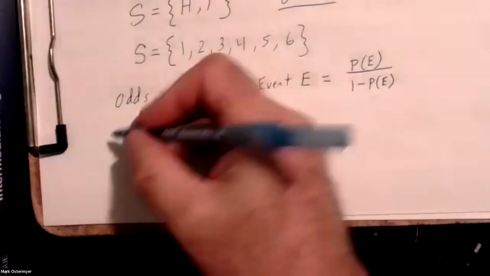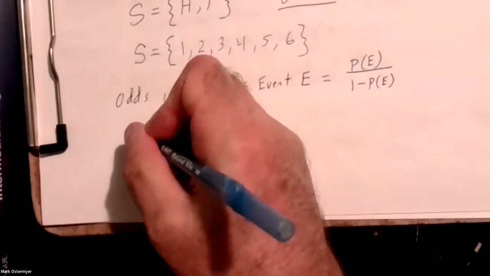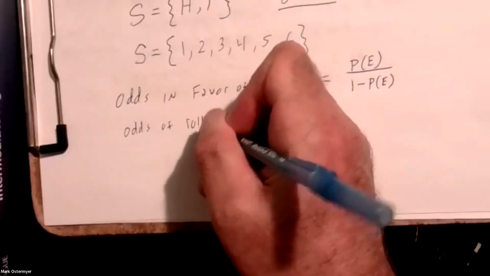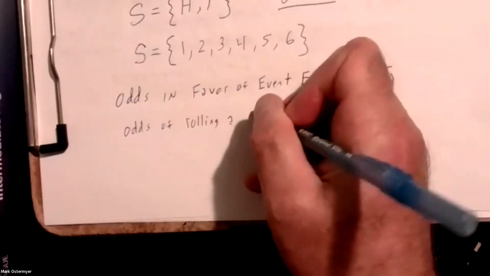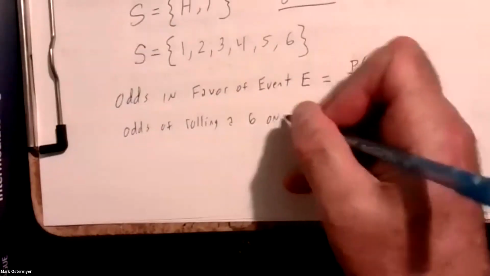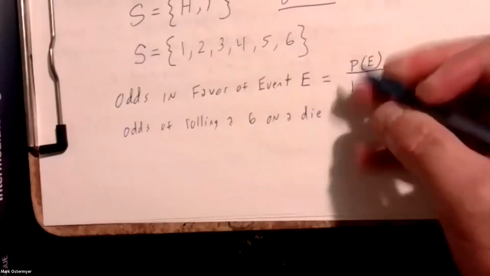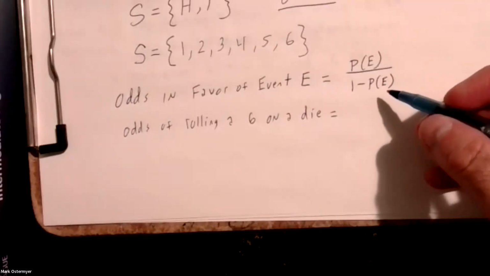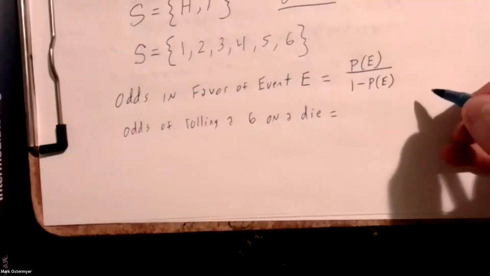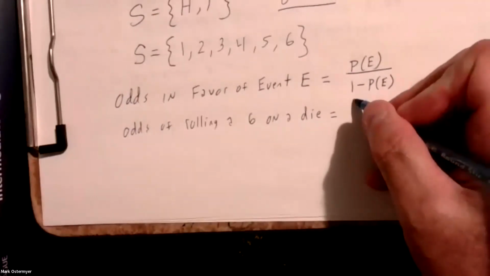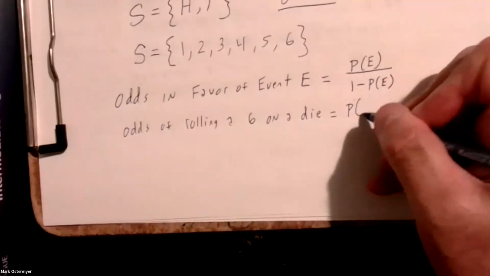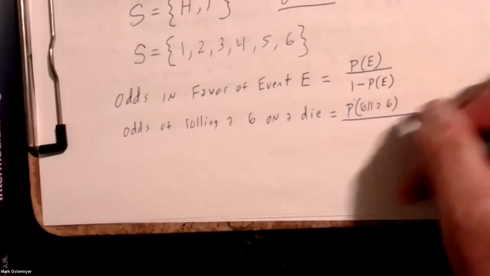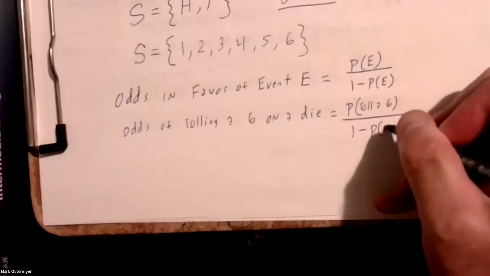For instance, if we have a die, what are the odds of rolling a 6 on a die? Well, what's the probability of rolling a 6 on a die, assuming it's a fair die? So this is going to be the probability of rolling a 6 divided by 1 minus the probability of rolling a 6.